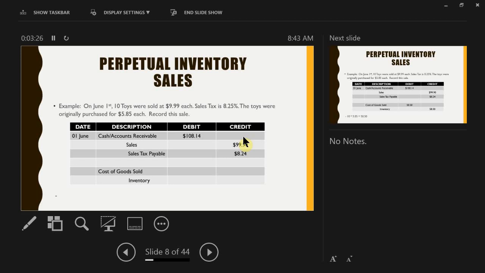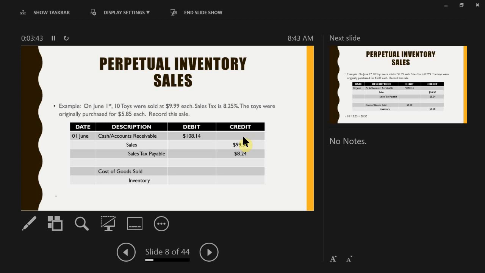I'm confused by the question. How much did it cost you to sell the toys? If I originally purchased each toy for $5.85, how much did it cost me to sell 10 of them?